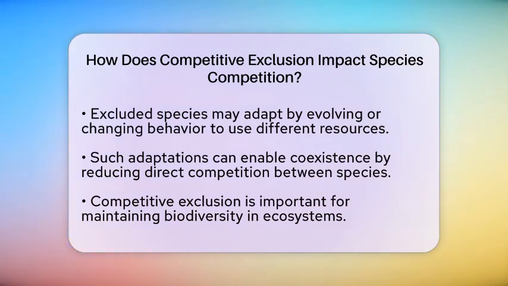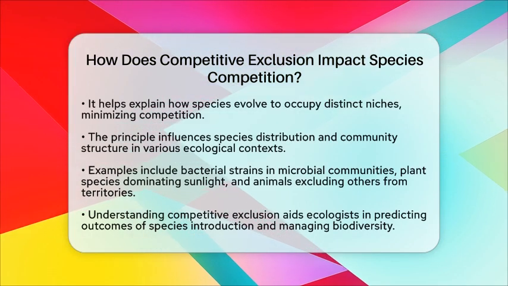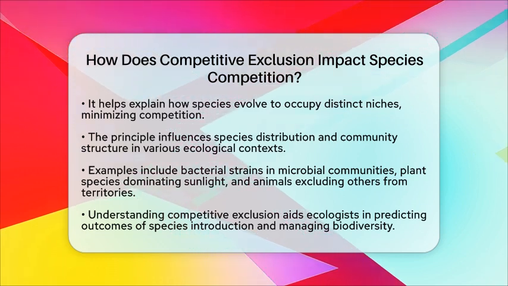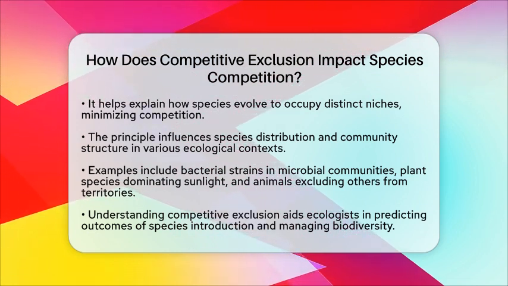We can observe competitive exclusion in various ecological contexts. For example, in microbial communities, one bacterial strain may outcompete another for nutrients. In plant communities, certain species may dominate patches of sunlight and soil nutrients. In animal populations, one species might exclude another from a territory due to overlapping diets.